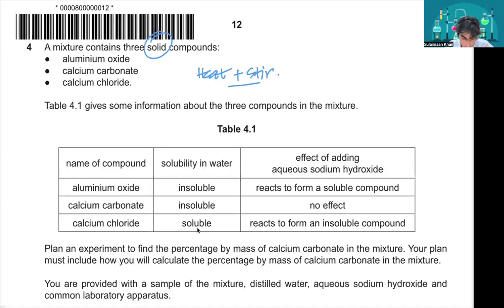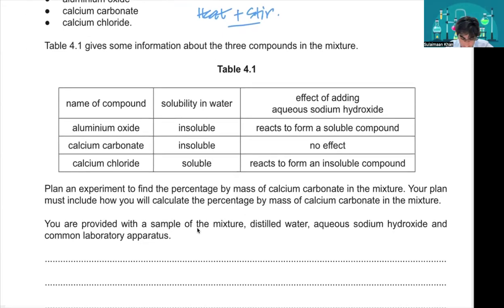Now it says table 4.1 gives some information about these three compounds in a mixture. Again, soluble, insoluble. So I'll have to add water at some point, and then I'll also have to add sodium hydroxide at some point. It's so easy. Literally just read the question.